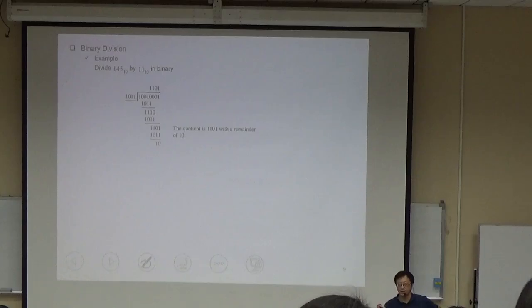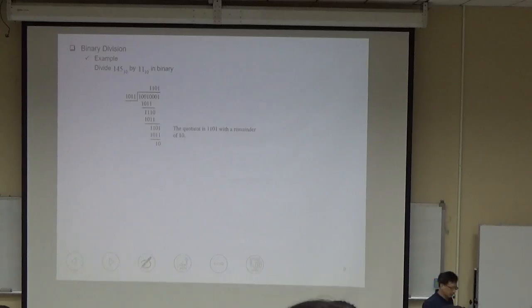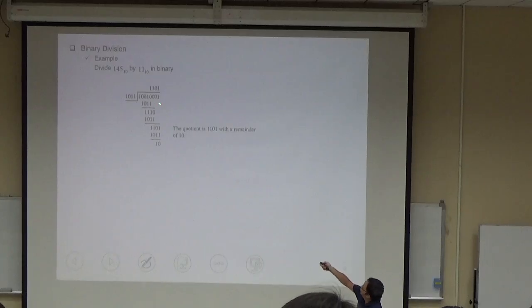So I just skip the steps and just try to divide using the rule we have just mentioned. In that case, okay, let me just skip the steps. 145 will equal this binary expression, and this 11 will have this expression, and then we perform the binary division right here.